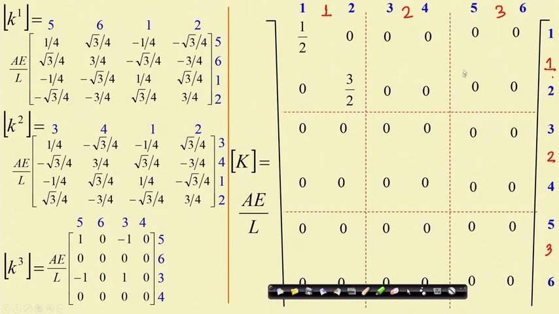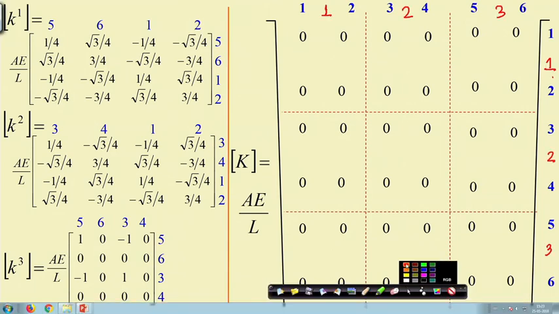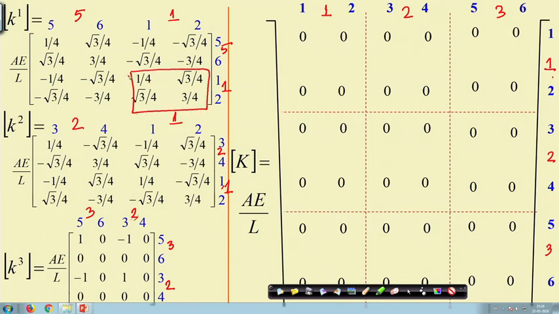So, this is joint number 1, and 3, 4 is joint number 2, and 5, 6 is joint number 3. Similarly for the other matrix, this is joint number 1, joint number 2, and joint number 3 is 5, 6. Now, we have this block as 1, 1, and then we have this block also as 1, 1.